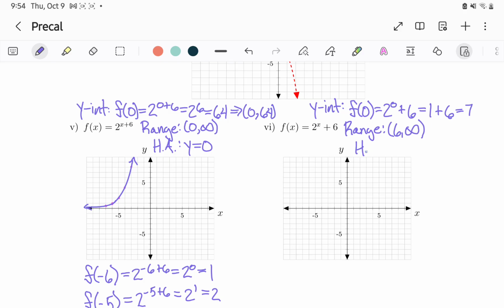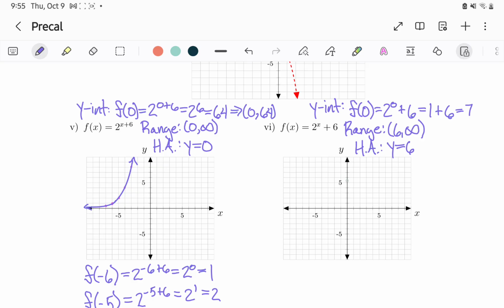And this also means our horizontal asymptote has shifted up by 6 units. So now it's going to be y equals 6. And of course, again, the same argument still applies. 2 to the x, as x gets very, very small, is going to tend to 0, but it's never going to be negative. And so as x goes to minus infinity, f of x here in example 6 is going to go to 6, because 2 to the x is going to go to 0. So we have a horizontal asymptote at y equals 6.